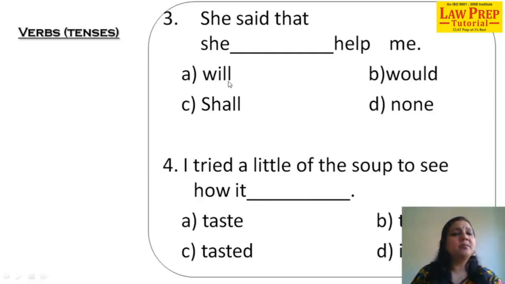What is will? Please don't say at this stage that it is future. It is not future. It is the present form of a modal. Shall is the present tense of a modal. So which answer goes with said? Would. See, these are simple little tricks to be kept in mind.